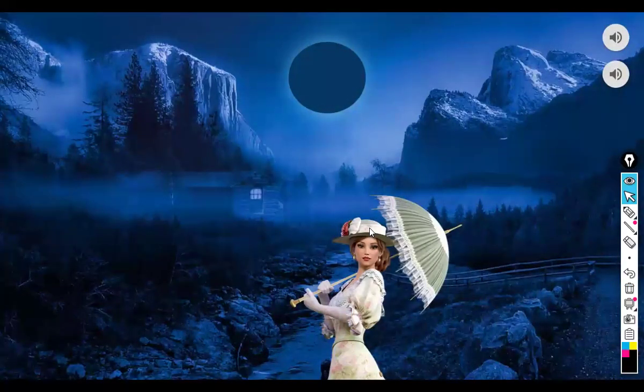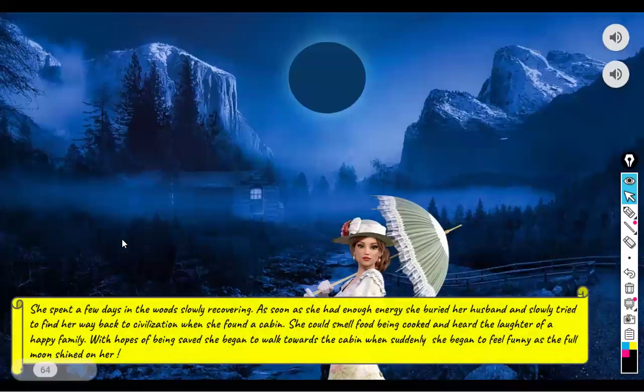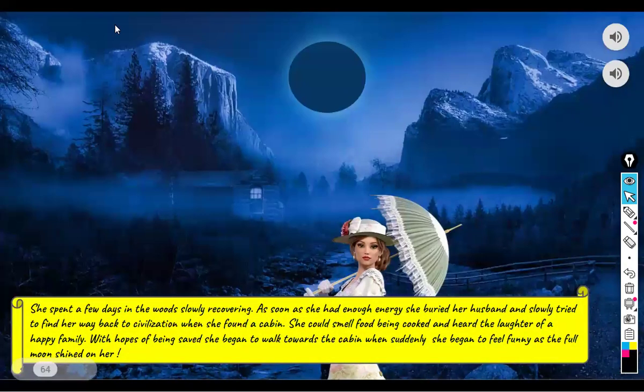All right, so here's Joanne here. So she spent a few days in the woods slowly recovering. As soon as she had enough energy, she buried her husband and slowly tried to find her way back to civilization when she found a cabin. So that's a little cabin in the background there. She could smell food being cooked and heard laughter of a happy family. With hopes of being saved, she began to walk towards the cabin, when suddenly she began to feel funny as the moon shined on her.